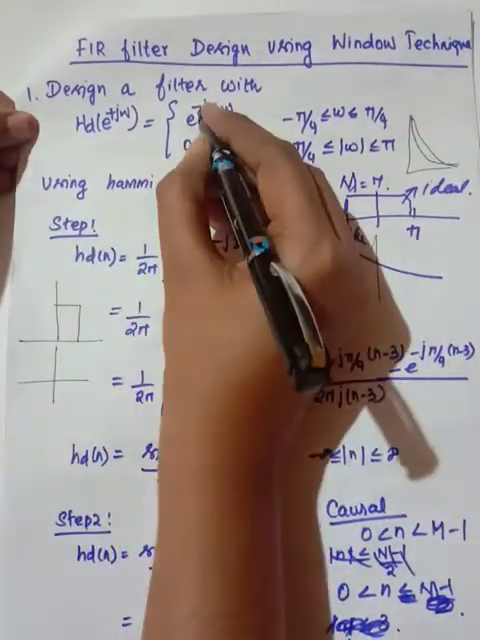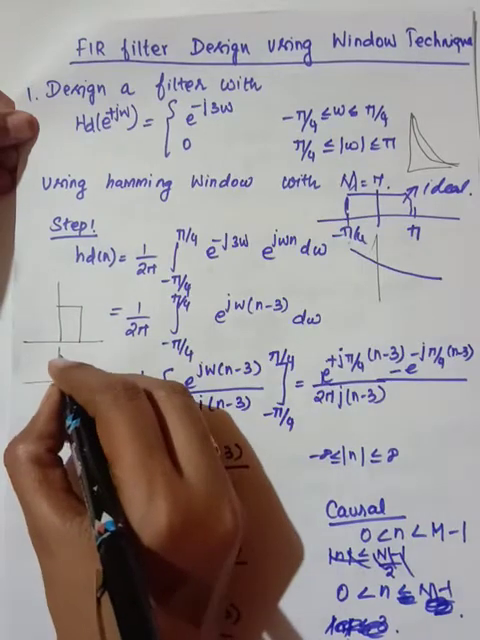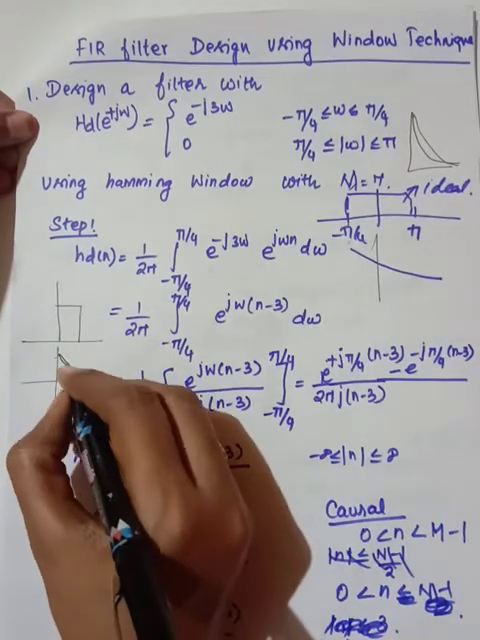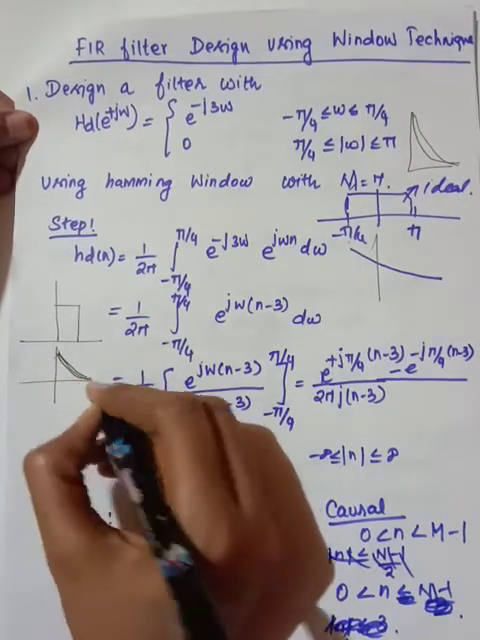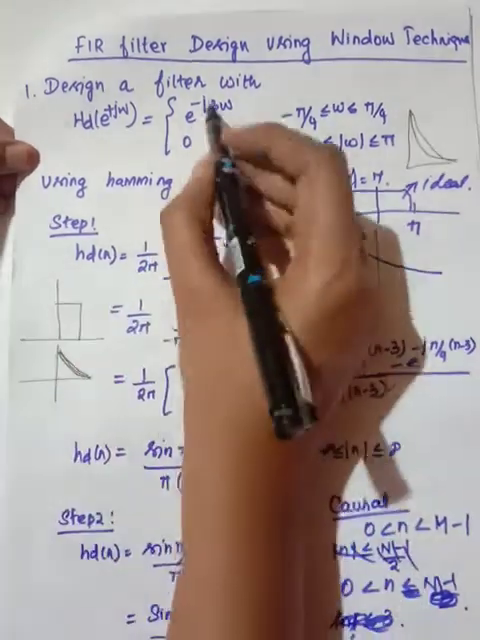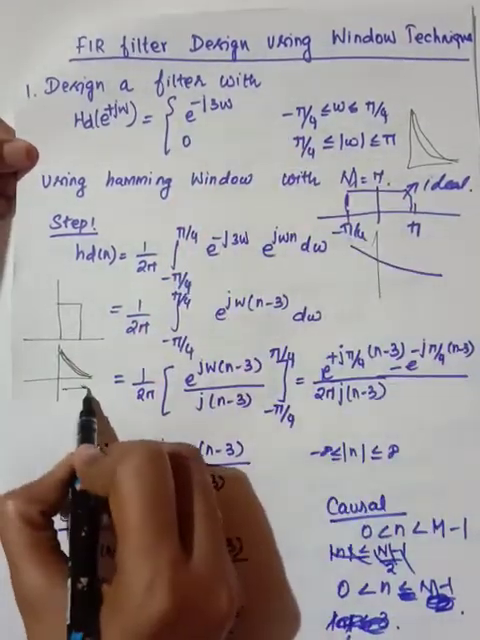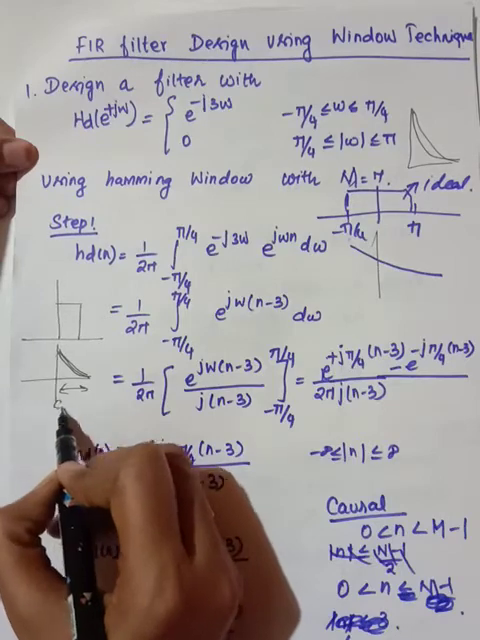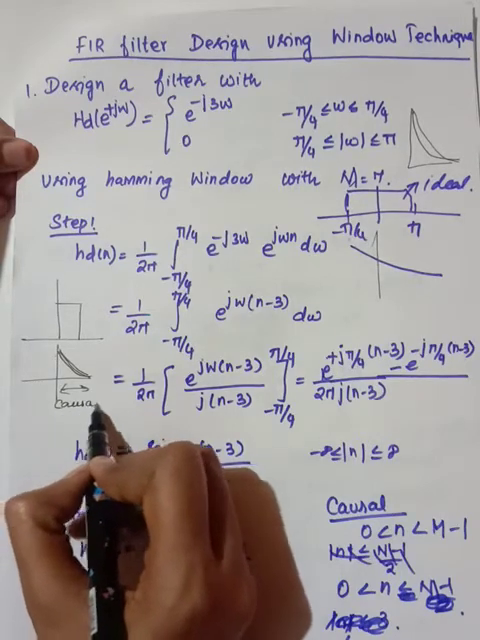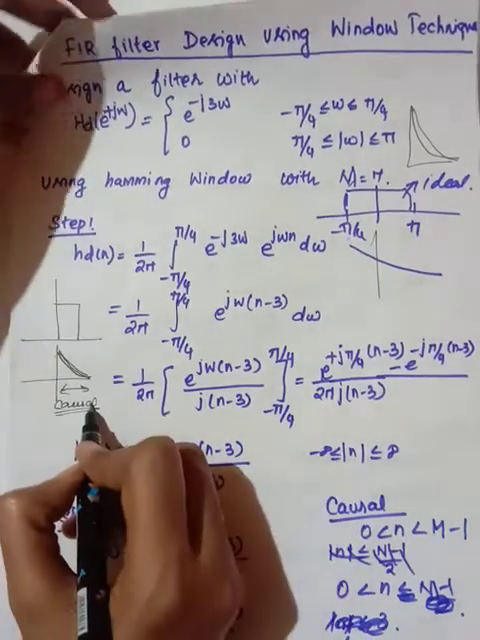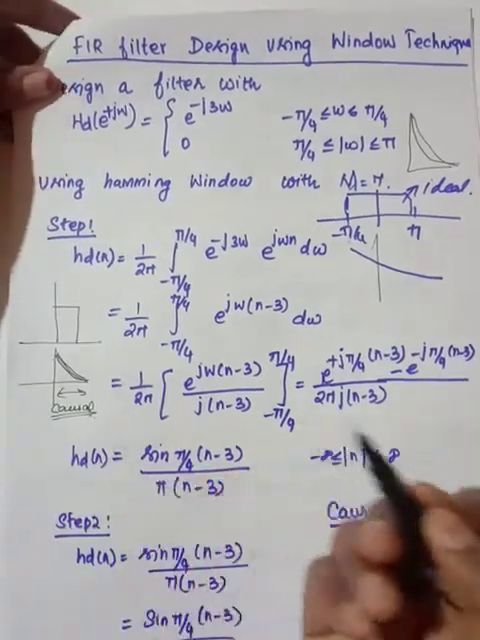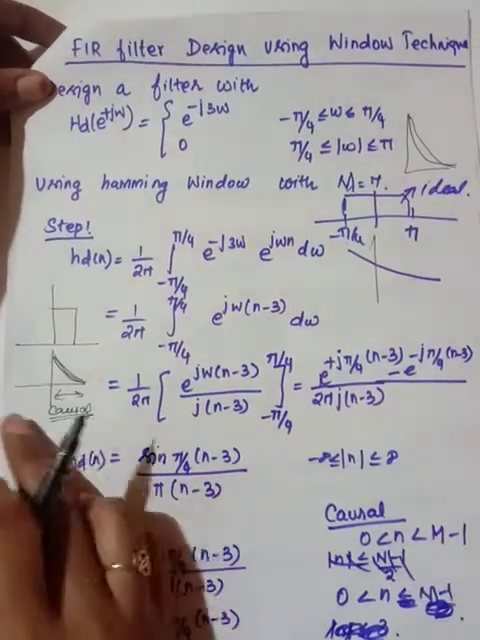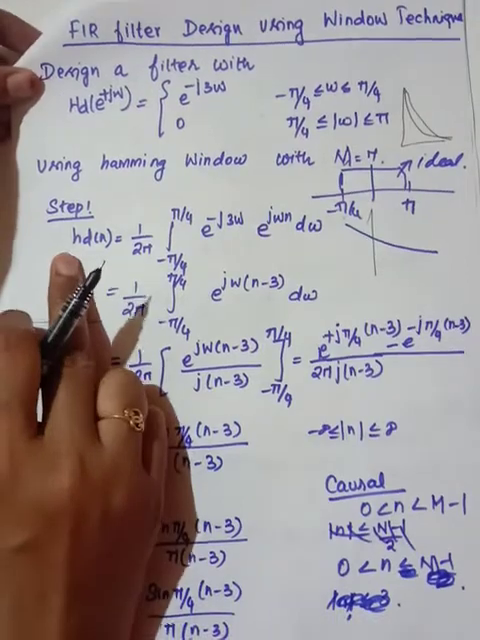Now if you are having e power minus j, the response is a decaying response. The response will be like this. Since it is e power minus j omega, it lies only on the positive side, so we are going to consider only the causal sequence. So for a causal sequence, accordingly we need to choose the window function. First we will see how to find hd of n.